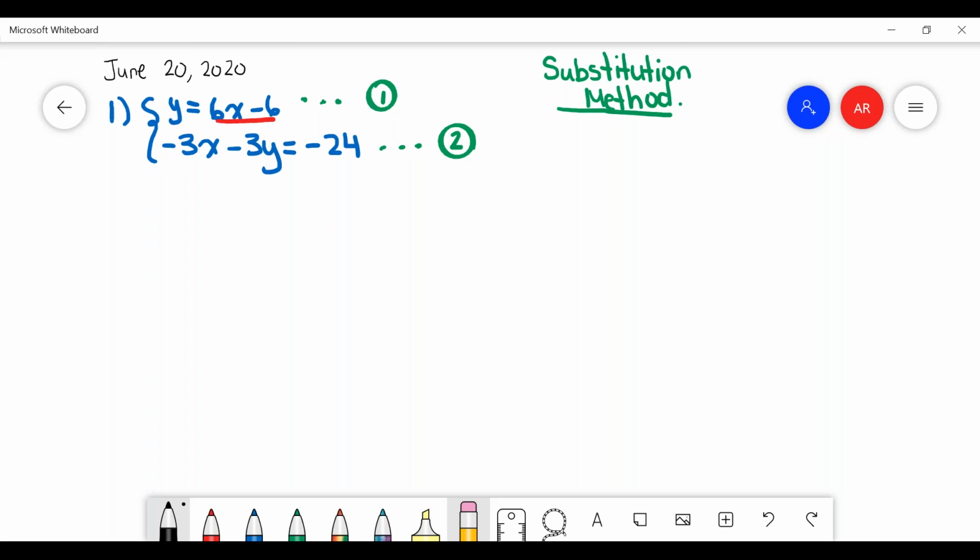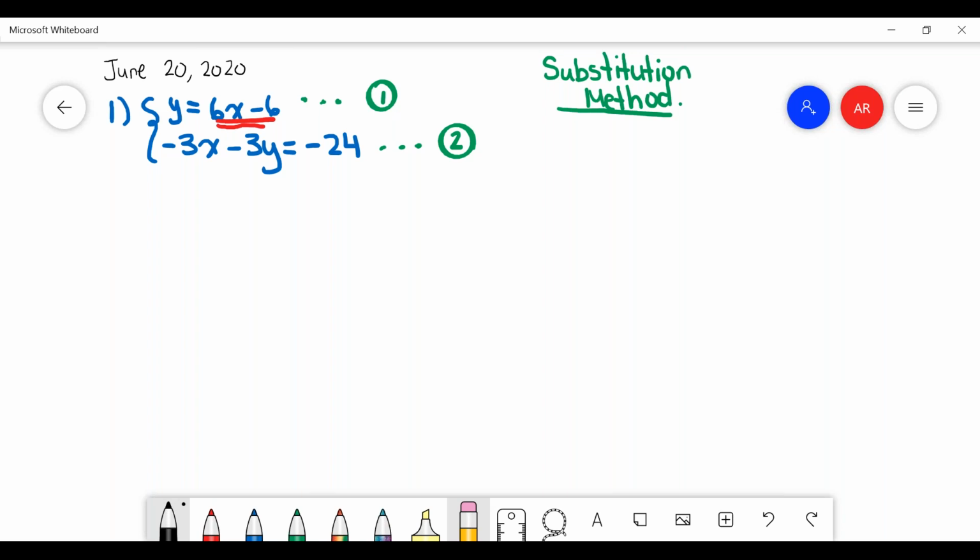Looking at equation 2, we have an equation with x and y variables on the left side. Since y is already isolated in the first equation, what you can do is substitute that value for y, 6x minus 6, for y inside the second equation. So this will look like this.